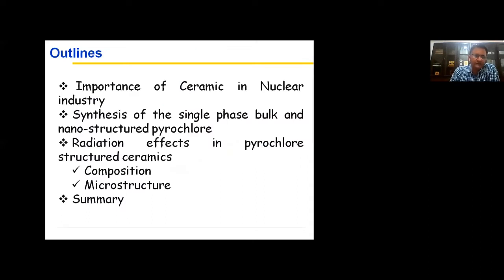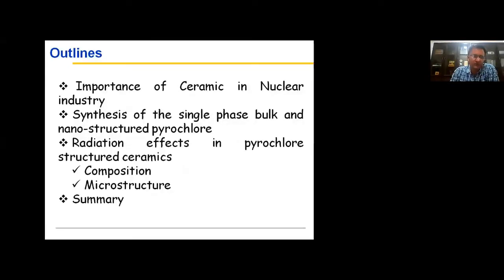This is the outline of my talk. First, I will discuss the importance of ceramics for nuclear industries, and then, because students are here, I have also added how we can synthesize these ceramics. There are two techniques that we use: one is the standard solid state reaction technique, and the other is the gel combustion technique.